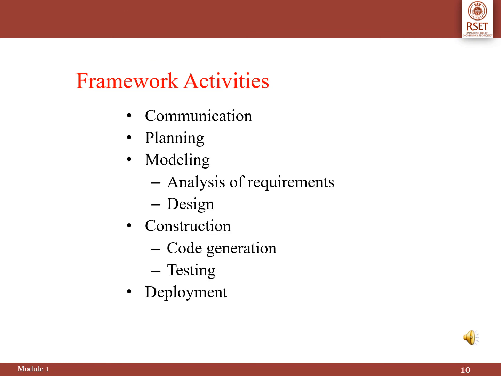A generic process framework for software engineering encompasses 5 activities mainly. First one is communication, next is planning, third one is modeling, fourth is construction, and fifth one is deployment. In modeling, we have requirement analysis as well as the design phase. In construction, the main areas are code generation as well as testing.